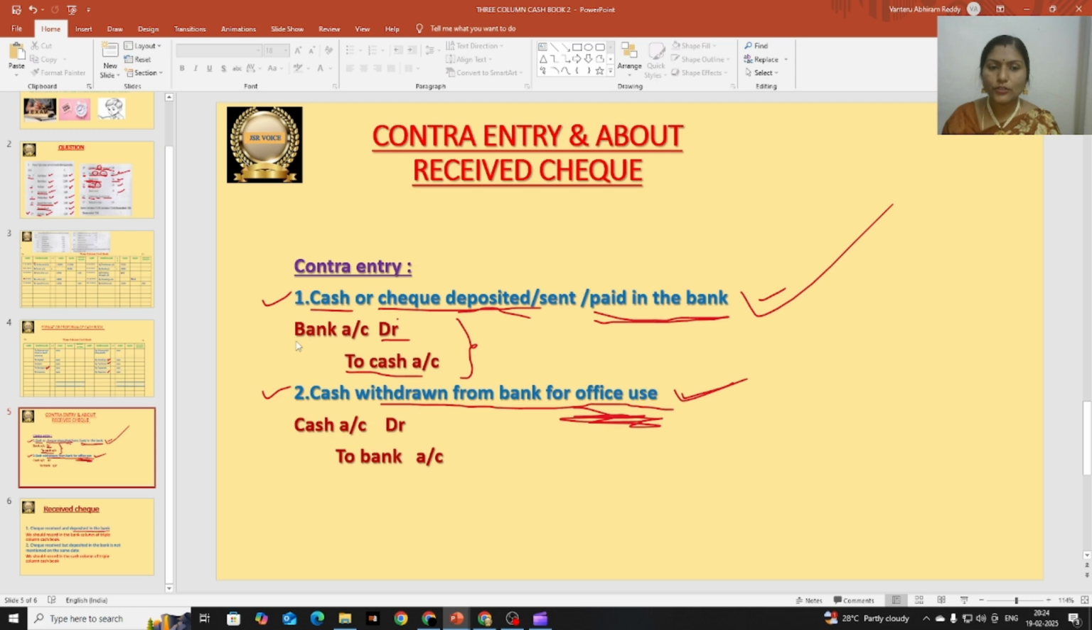So what are we going to do? We are going to write a contra entry. Contra entry means we will record two times, one time on the debit side, second time on the credit side, with the help of the journal entry. What is the journal entry here? Bank account debit to cash account. So to cash we write on the debit side. By bank we will write on the credit side. Let us record that.